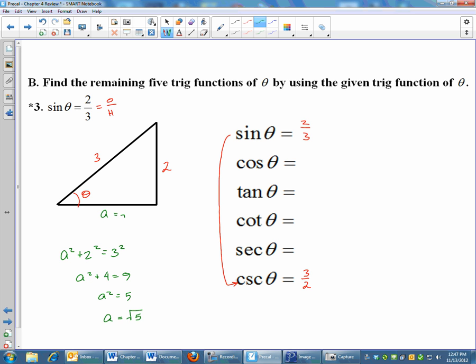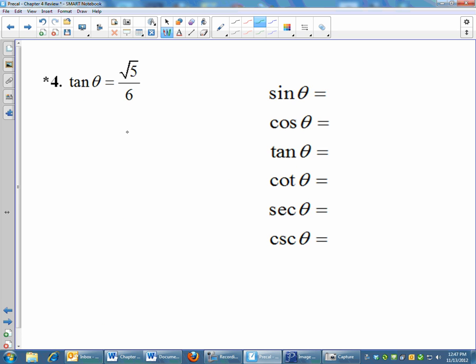So now that I know what a is, I can answer my other 4 by using SOHCAHTOA. Cosine is adjacent over hypotenuse, so that'd be root 5 over 3. Tangent is opposite over adjacent, and I'm okay with the radical in the denominator. Cotangent, now we start flipping. Cotangent and tangent are reciprocals, so cotangent is root 5 over 2, and secant is the reciprocal of cosine, so secant is going to be 3 over the square root of 5, and we're done. Find the remaining 5 trig functions. We did that. It did not ask you to find the actual angle measure for theta, so we'll stop right there. Let's see, same problem.